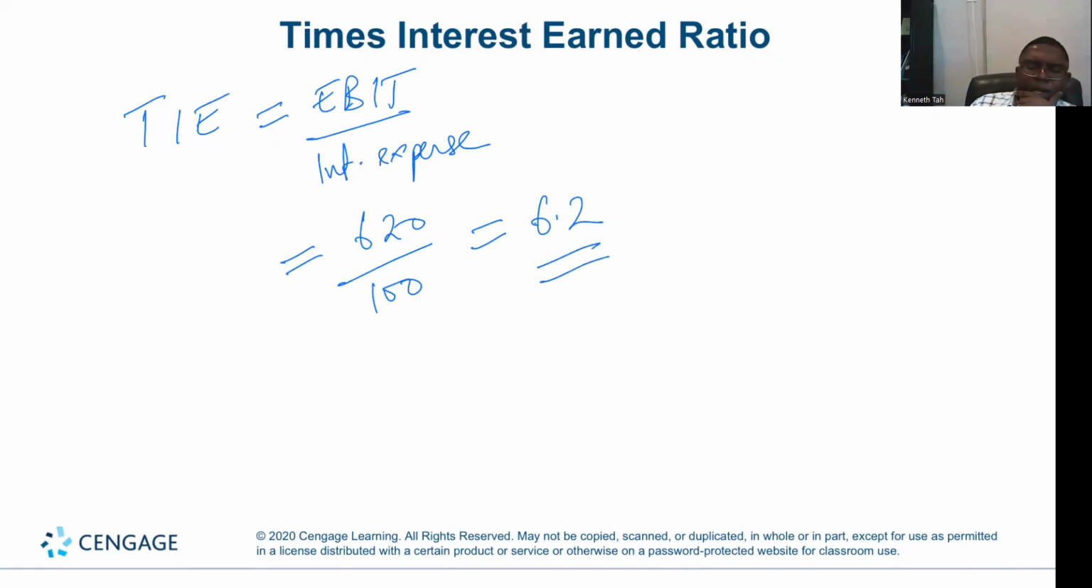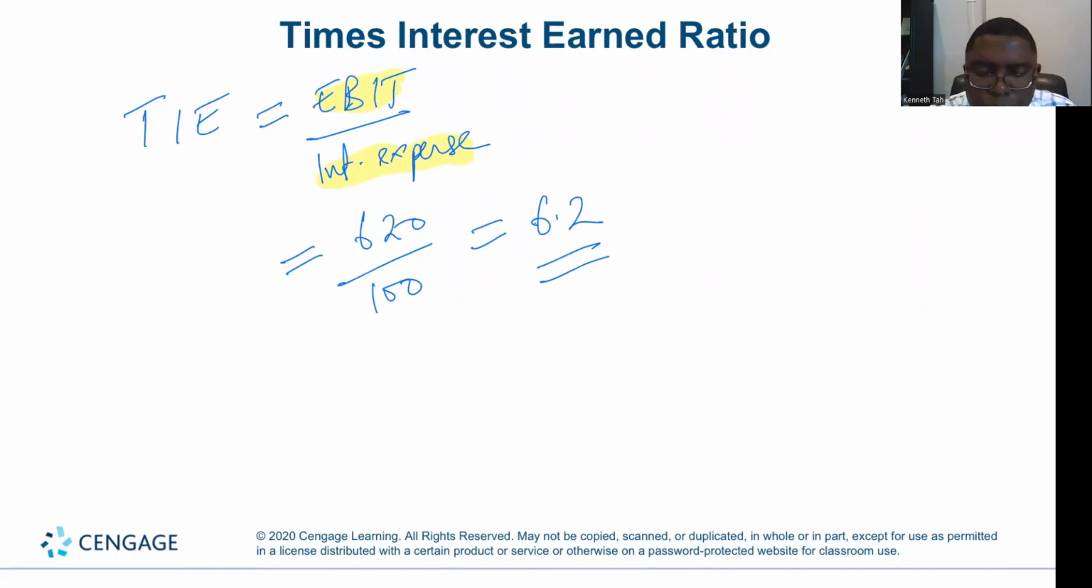So times interest earned basically will tell us how the company is able to service their interest obligation. So notice that we have earnings before interest and taxes divided by interest expense. So it's how these earnings are able to meet up the interest expense. So the higher the TIE, the better.